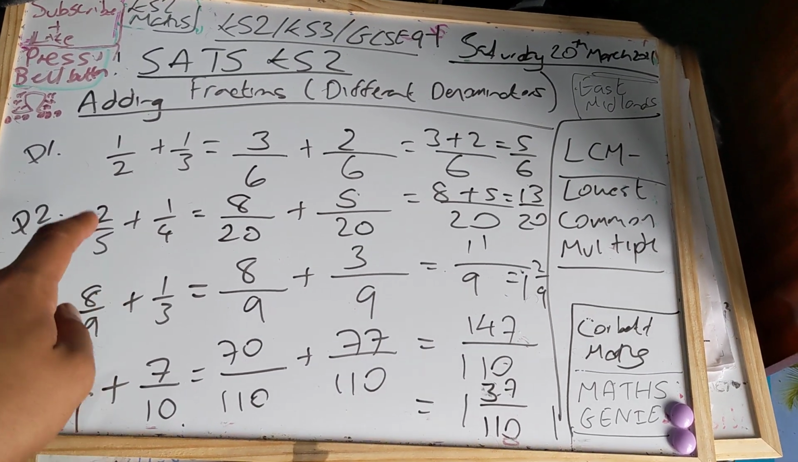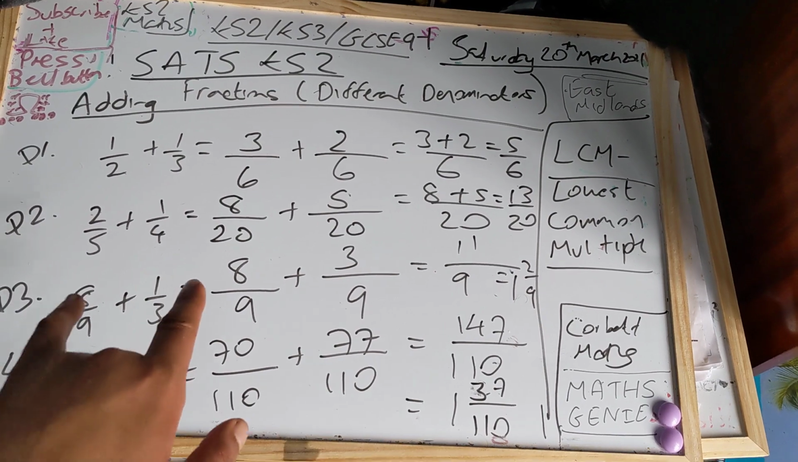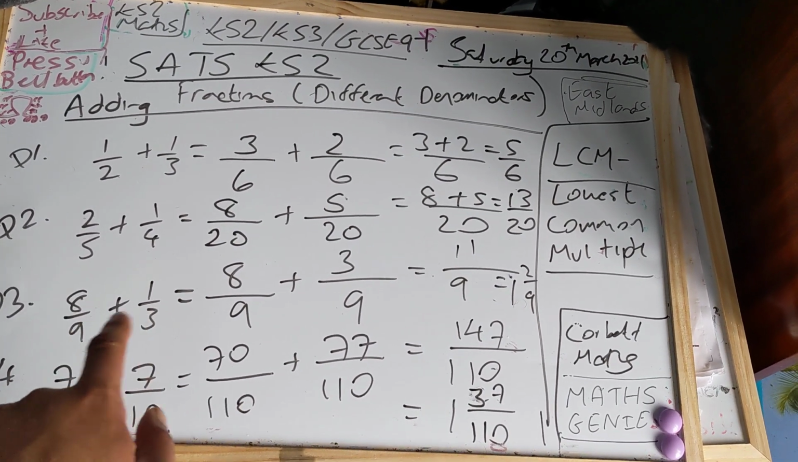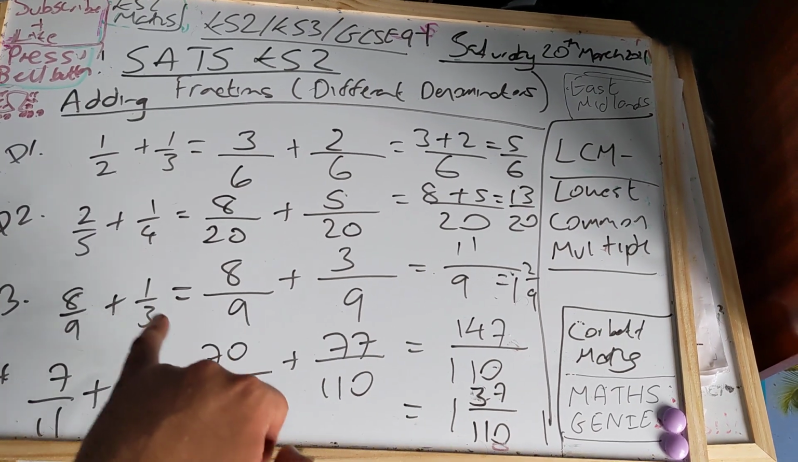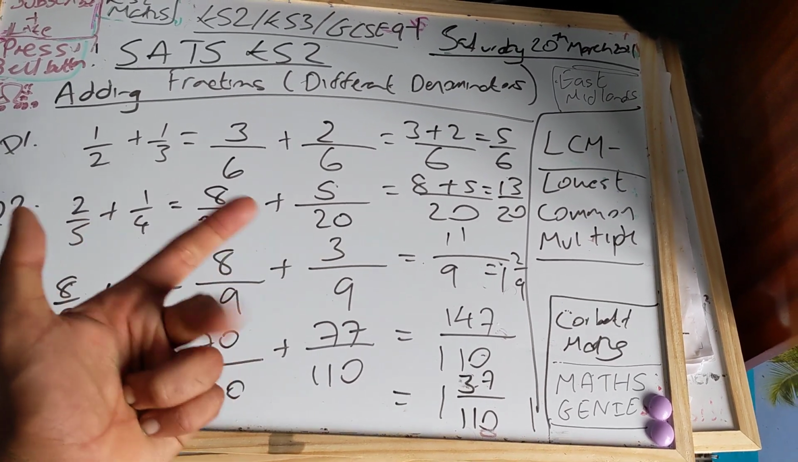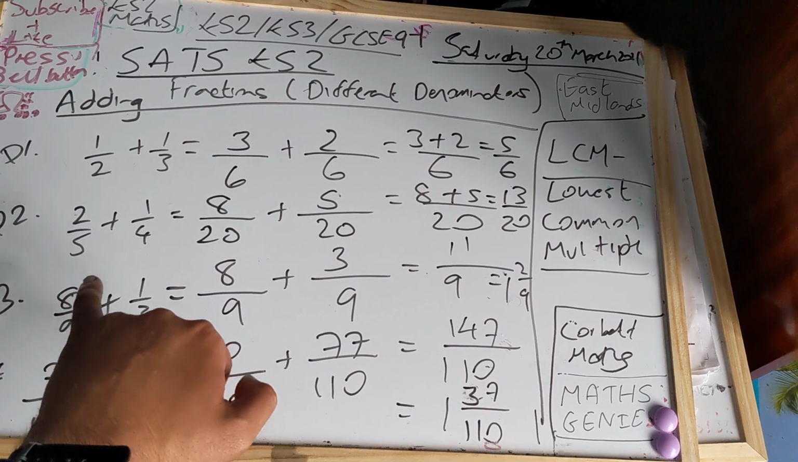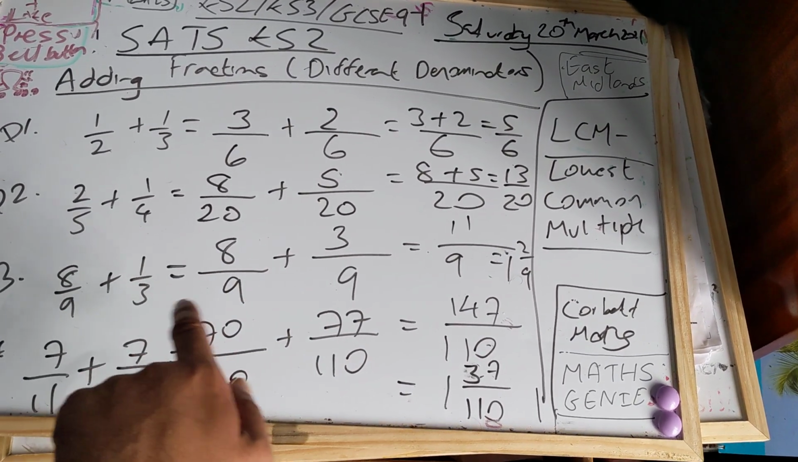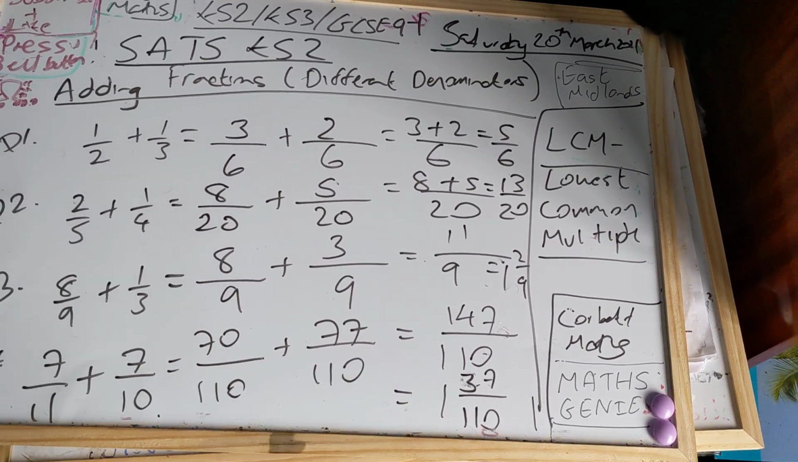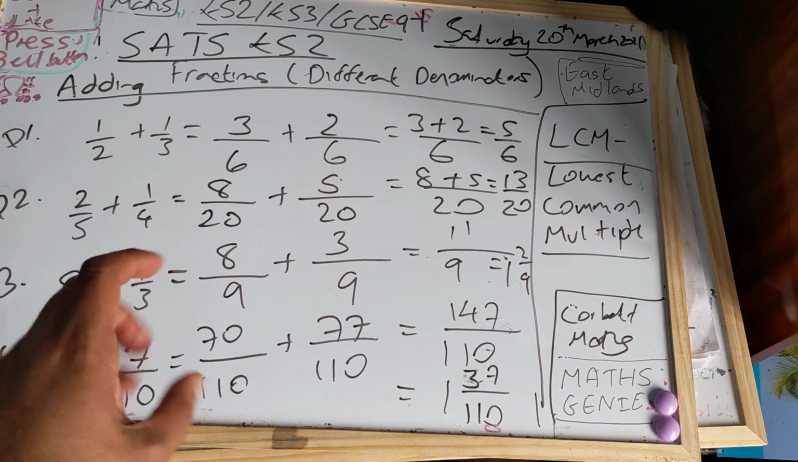Question number 3, 8 over 9 plus 1 over 3. Now, what you could do is multiply 9 by 3 and get 27, but 3 actually appears in the 9 times table, so it's 3, 6, 9. So what I can do is keep this one the same and just convert this as a fraction of 9. 3 times 3 is 9, 1 times 3 is 3. So it's spotting and being happy with what your lowest common multiple is.